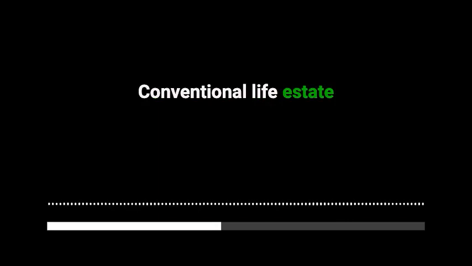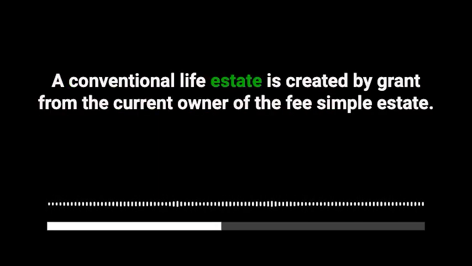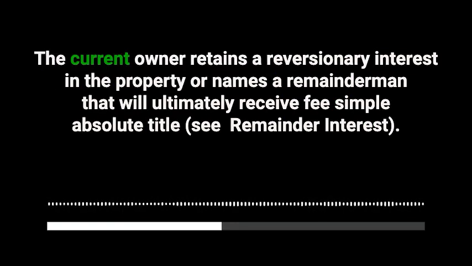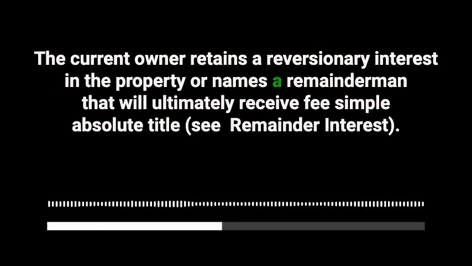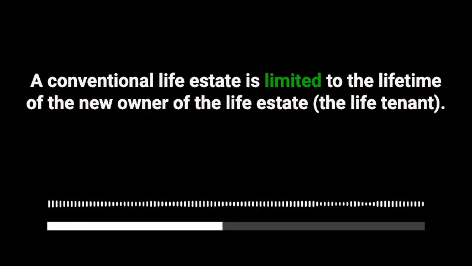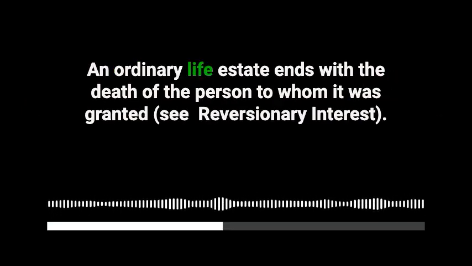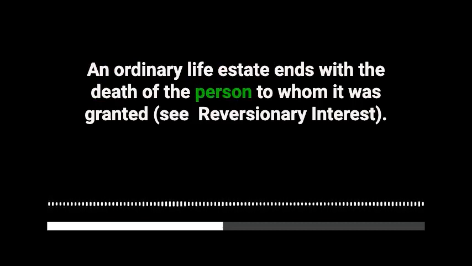Conventional life estate. A conventional life estate is created by grant from the current owner of the fee simple estate. The current owner retains a reversionary interest in the property or names a remainderman that will ultimately receive fee simple absolute title. A conventional life estate is limited to the lifetime of the new owner of the life estate. An ordinary life estate ends with the death of the person to whom it was granted. It is possible to have successive life estates.